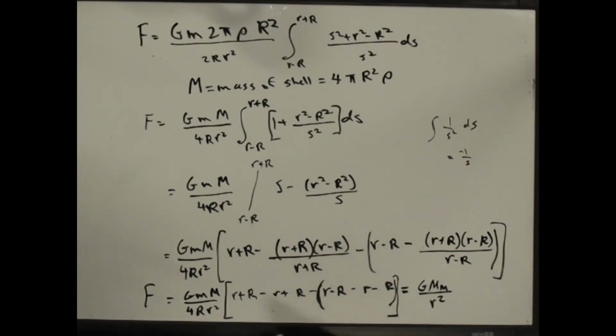And when I do all that, I get all my little r's to cancel. That one and that one and that one and that one all cancel. And these guys become 2 times big R, and I get 2 more big R's, so I get 4 big R's, which cancels with that, which gives me GMm over R squared.